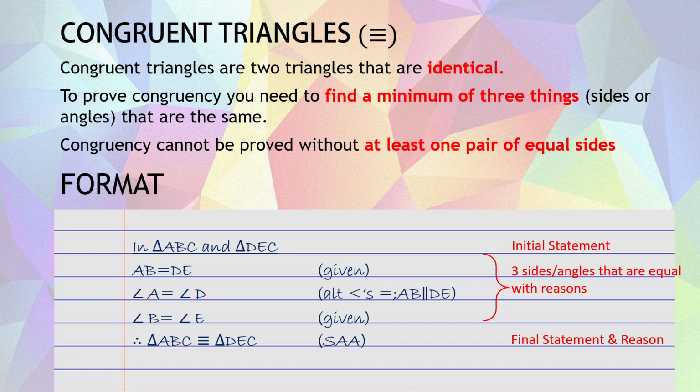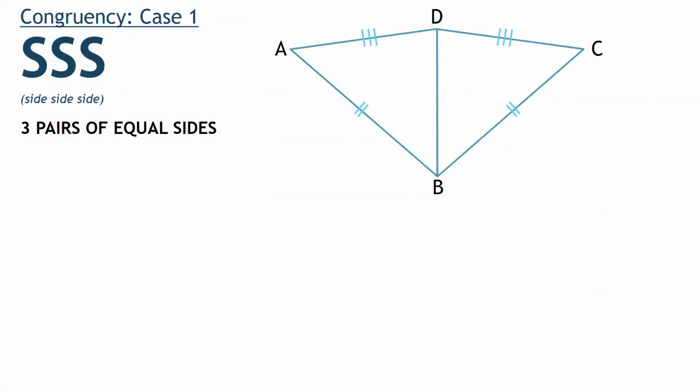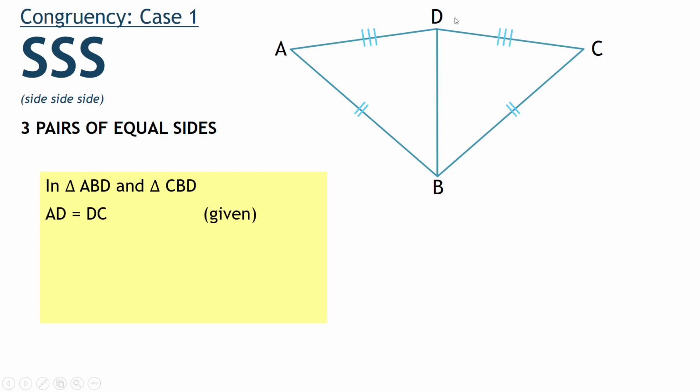Your first reason for congruency is something called side, side, side. You can prove triangles are congruent if there are 3 sides that are equal to each other. If you have a look at my diagram, I'm going to start by saying which triangles I'm working in. So in triangle ABD and triangle CBD, I can see that AD is equal to DC. This line here has 3 dashes and this line here has 3 dashes, so they're equal to each other.